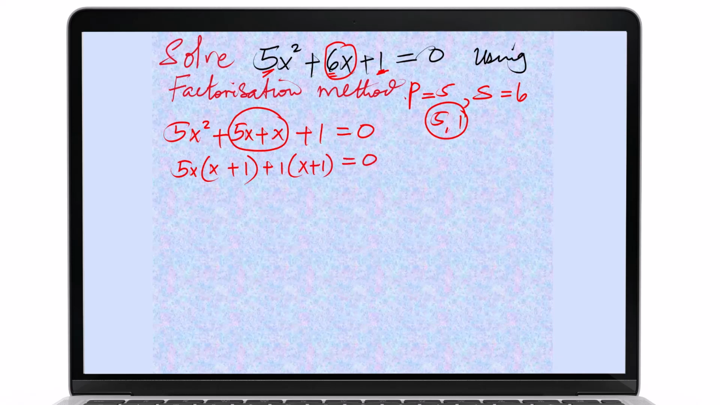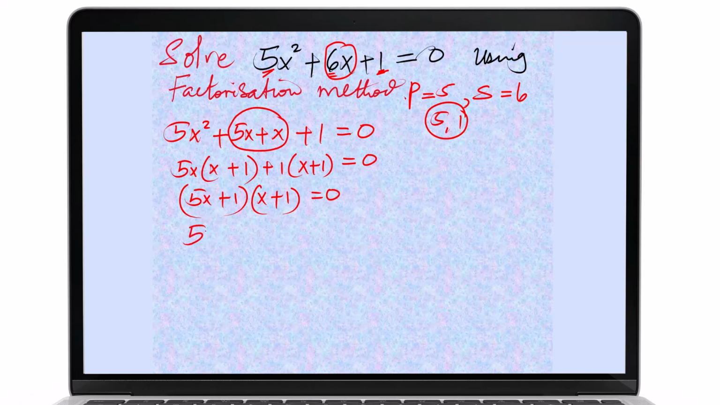Let me repeat that. In 5x squared plus 5x, what is common? 5x is common. Factorize that, get that. Then in x plus 1, 1 is common. So from here, write it like this: 5x plus 1 multiplied by x plus 1 is equal to 0. So again, here we are getting the product of two numbers and the answer is 0.